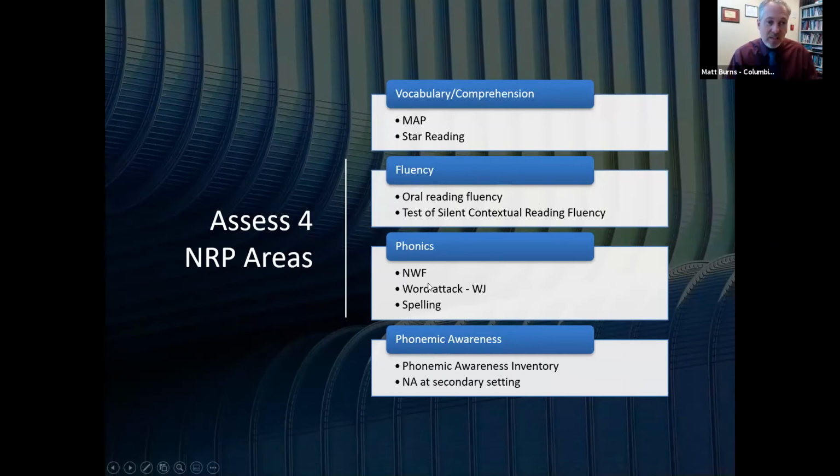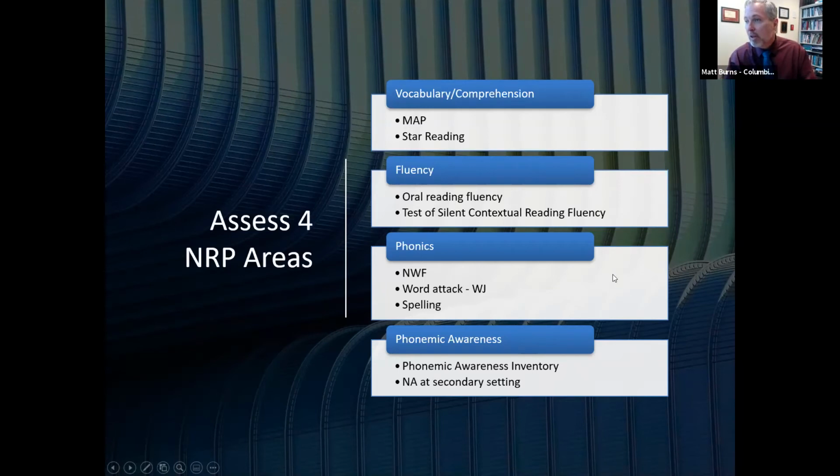Phonics: nonsense word fluency, word attack measures, word attack tests, even spelling. Now, spelling is a terrible screener, because any kid who struggles with decoding is probably a bad speller, but there are lots of kids who spell poorly who are just fine decoders. So spelling is not a good screener, but once they're identified as a struggling reader and they're bad in spelling, that's an indication they may struggle with decoding.